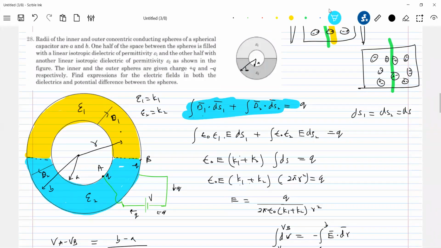Sir, area should be 4 pi r square. Oh, no, no, I defined only for this region, no. Here, this one, for this.